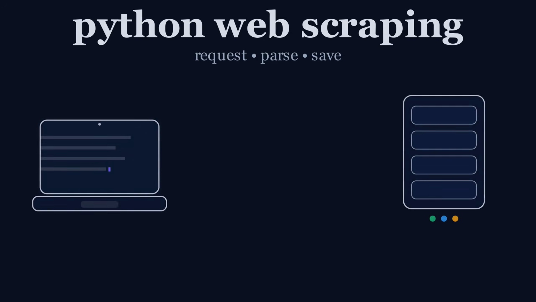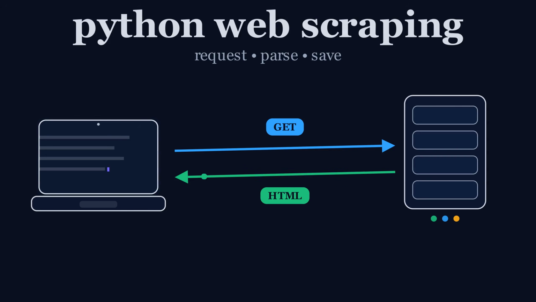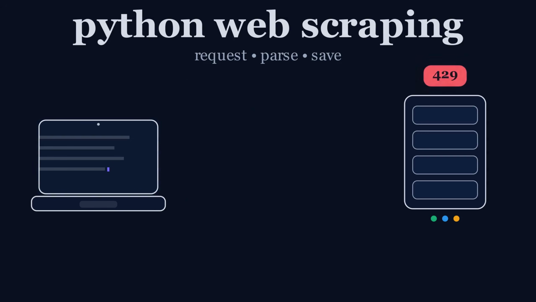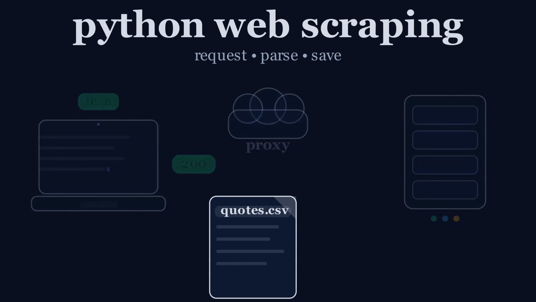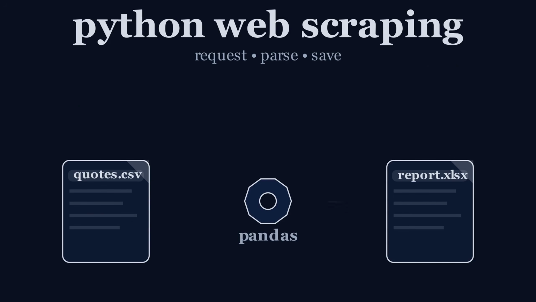If you want Python web scraping that actually works in the real world, follow along and stick to the end, where I show how to avoid IP request limits and blocks using proxies.